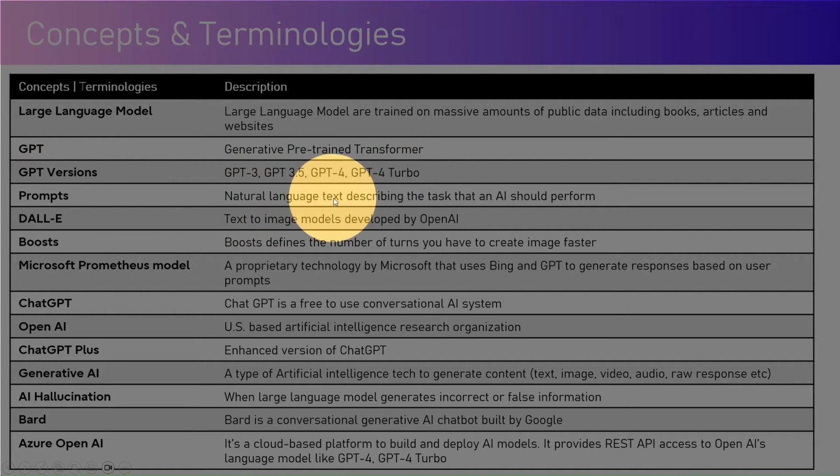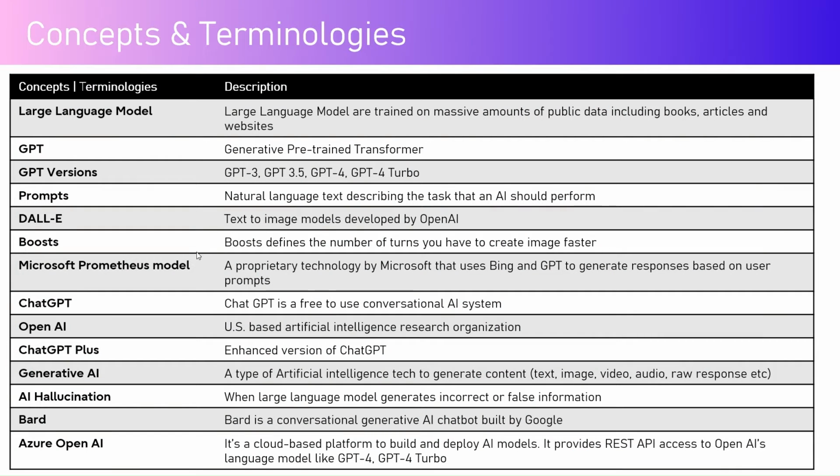What is a prompt? Prompts are basically natural language text describing the task that an AI should perform. So it's an input to the AI. DALL-E is a model. It is a text-to-image model developed by OpenAI. Boost defines the number of turns you have to create the image faster. You may hear this term quite frequently. Microsoft Prometheus model is a proprietary technology by Microsoft that uses Bing and GPT to generate responses based on the user prompt. This is like Microsoft's version of GPT. Microsoft takes the help of OpenAI technology and tries to build those capabilities into the Microsoft ecosystem.